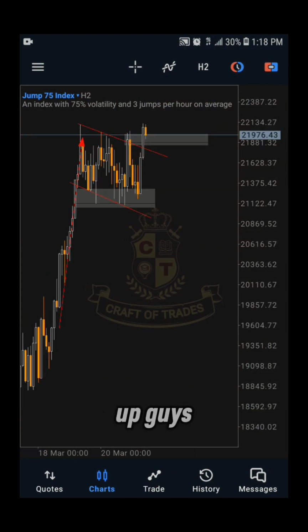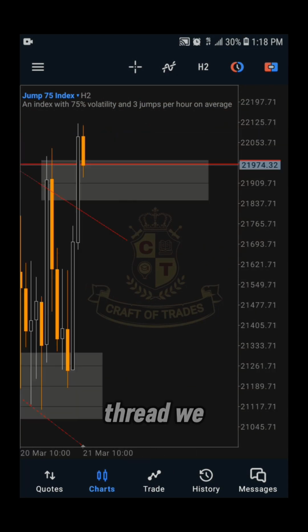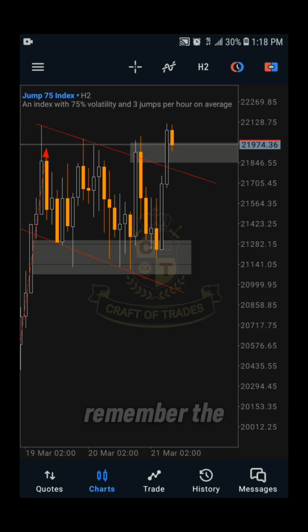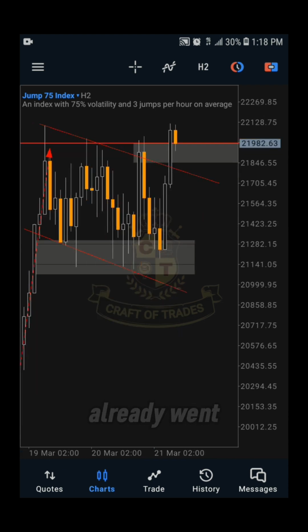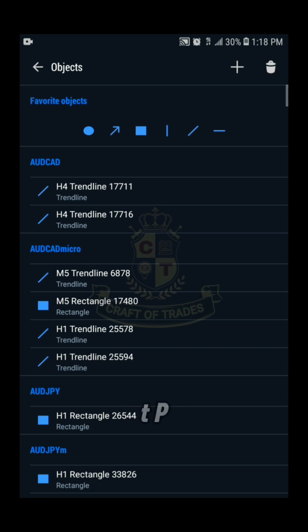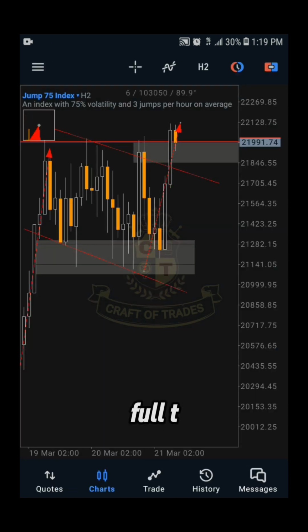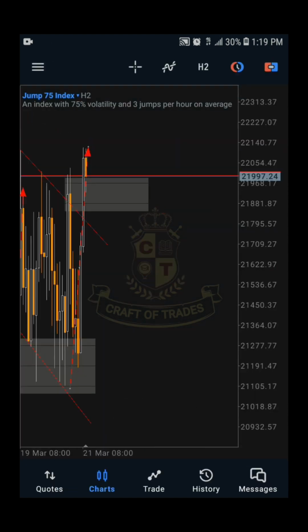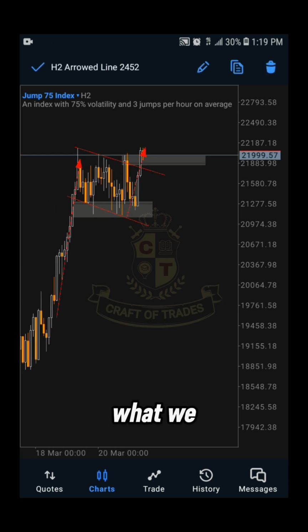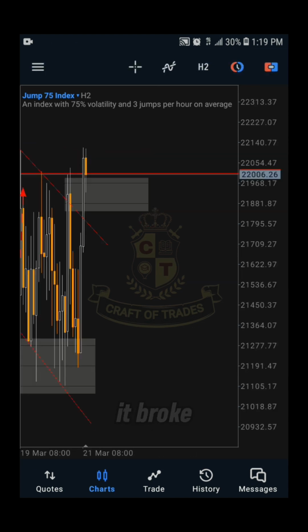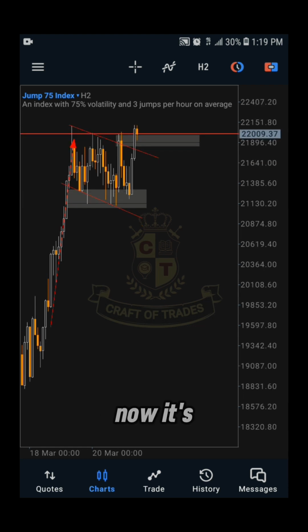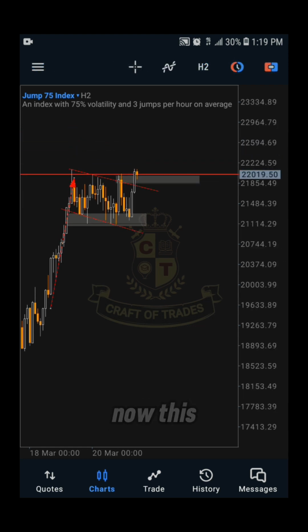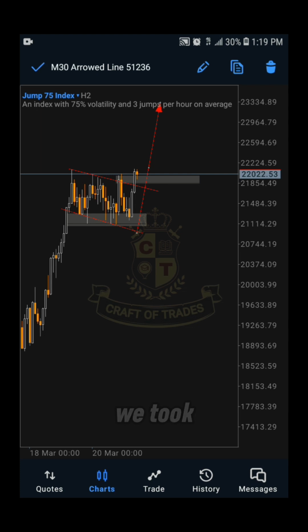So what's up guys, you remember the trade we took? It has already gone to TP, full TP. So for now, we have already seen it broke out of resistance. Now it went with a pullback. Now this is the TP over here. So I'm gonna be entering my buys. It's the same position we took before.